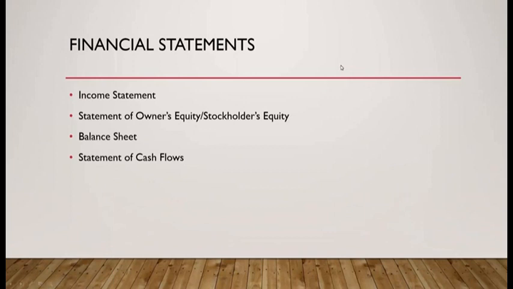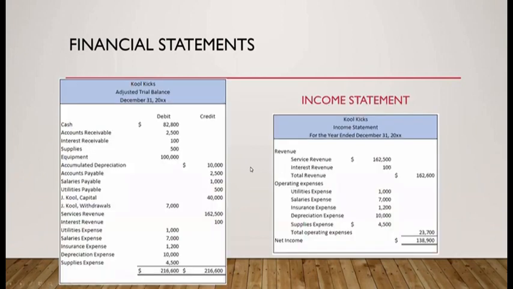The first financial statement that we prepare is the income statement. So let's take a look at the income statement. The income statement reports on information over a period of time. Notice the language here in the heading for the year ended. So this tells me how much revenue we generated from January 1 through December 31st. Same thing with expenses. In order to prepare the income statement, we're going to use the adjusted trial balance.